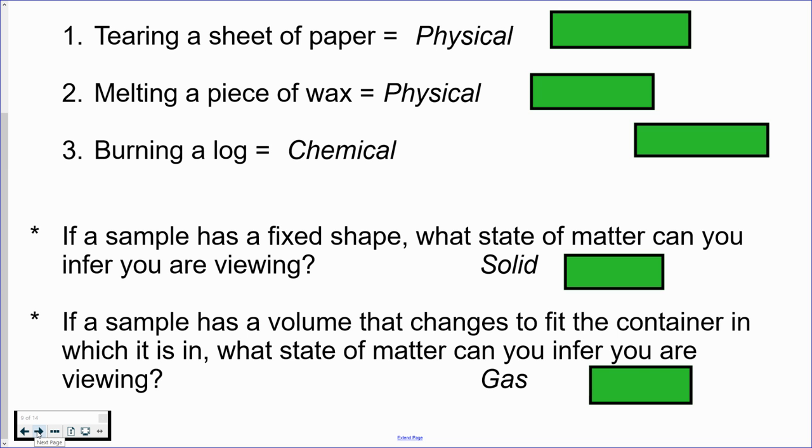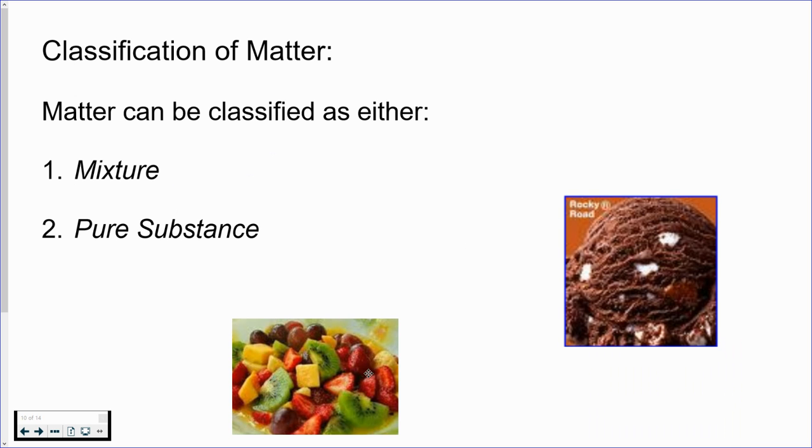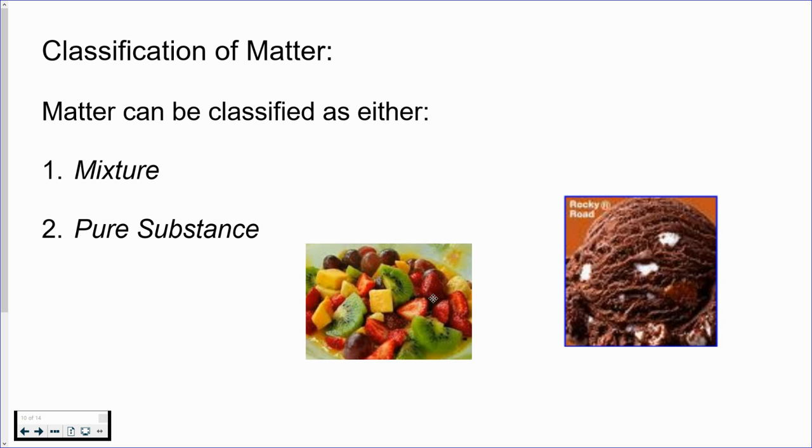Moving on to the second portion of 1.2, classifying matter. Matter can be classified into two things, and that is a mixture and a pure substance. So we have some mixtures here: some fruit salad and some Rocky Road ice cream.